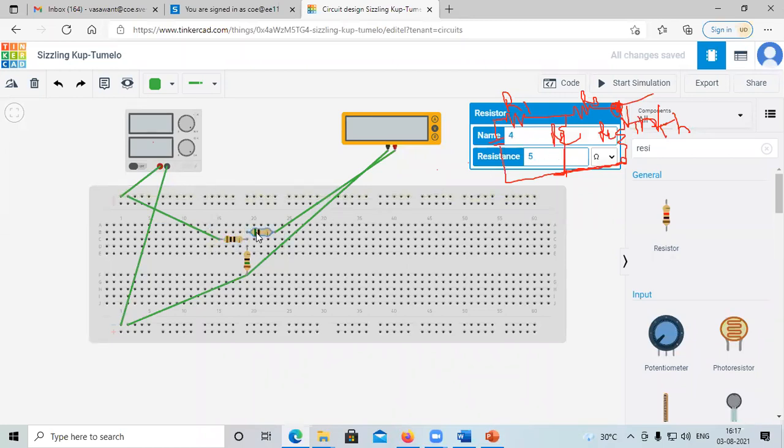First one 10 ohm, third one 5 ohm, and second one is 15 ohm. And I have completed the connection. Just I will click this start simulation and see the result, that is voltage.